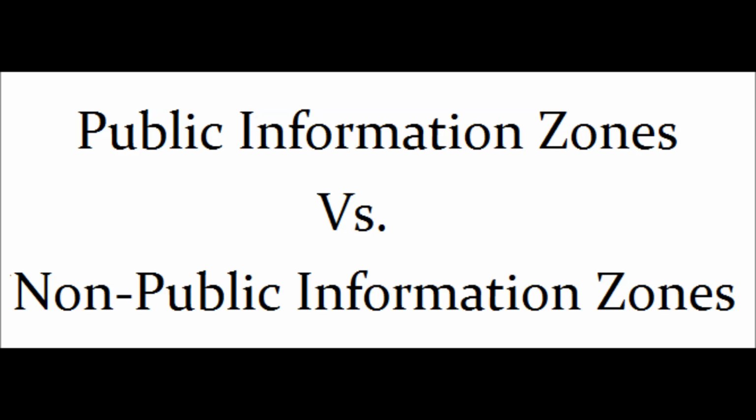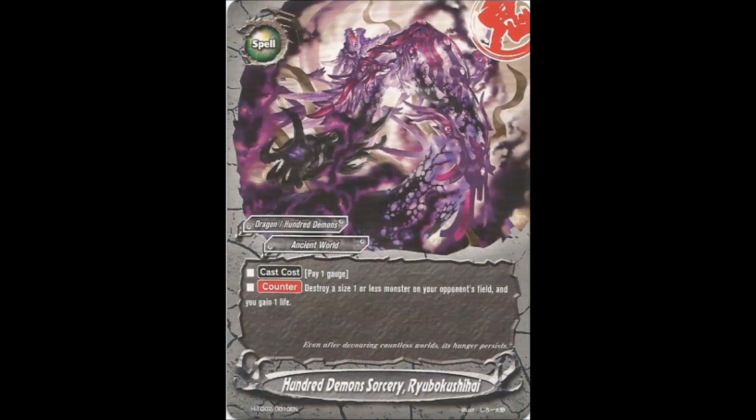Let's cover valid and invalid targets. If an ability has a valid target, you must select a valid target. If an ability has no valid targets, you may still resolve all other aspects of that card. For example, cards such as 100 Demon Sorcery Ryuboku Shihai say that you need to target a size 1 or less monster and destroy it, and you gain 1 life. You gain that life even if you don't have a valid target to destroy. Let's go through a few examples of this.